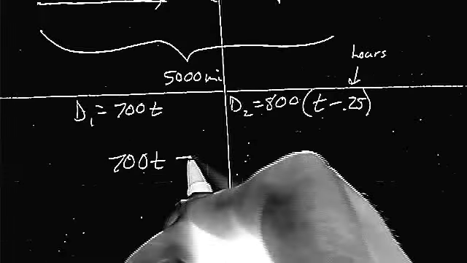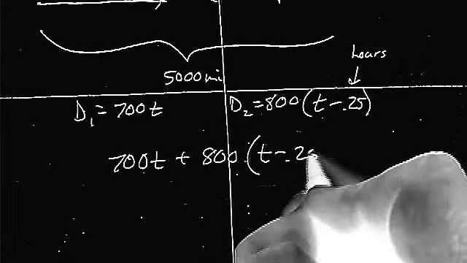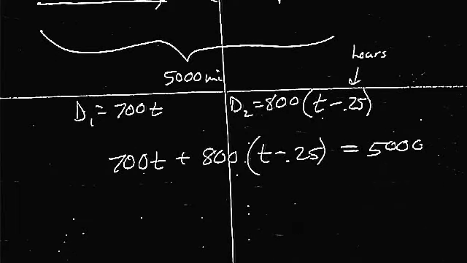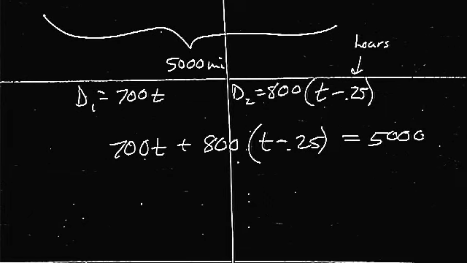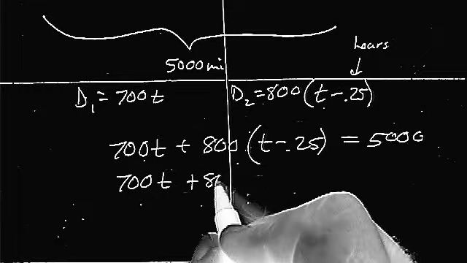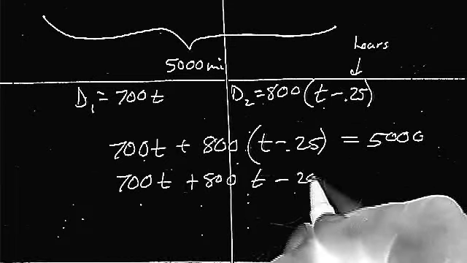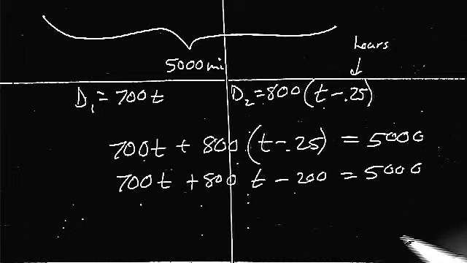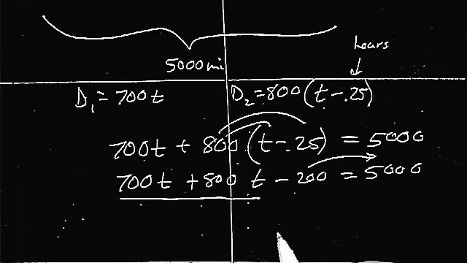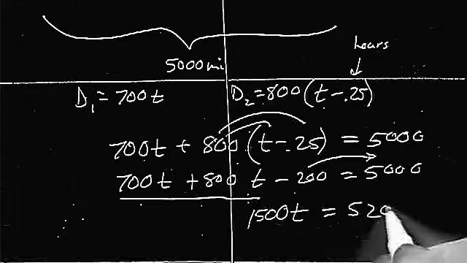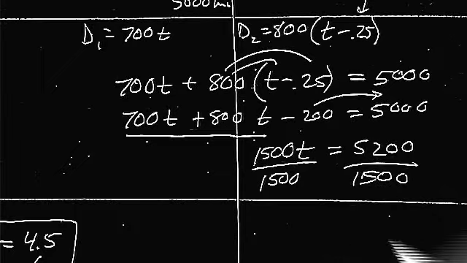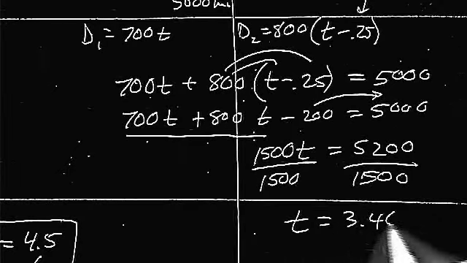And we know that distance 1 plus distance 2 is the same thing as 5,000 miles. And now we need to distribute and add like terms and put everything on the different sides and divide. Okay, so now I distributed my 800. Add my 200 to the other side and add my t's together, and I end up with 1500t equals 5200. So when I divide by 1500, I find out that t is equal to 3.46 repeating.